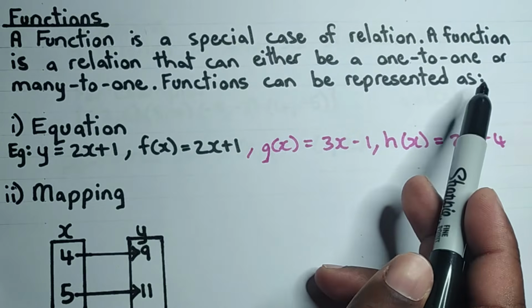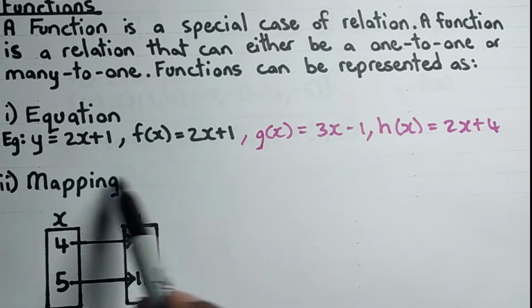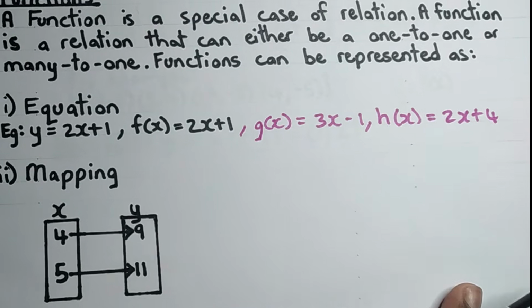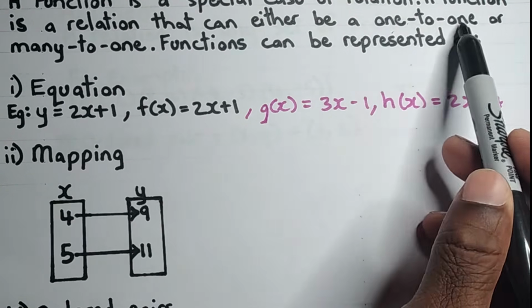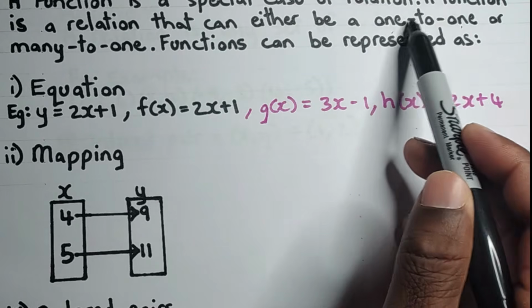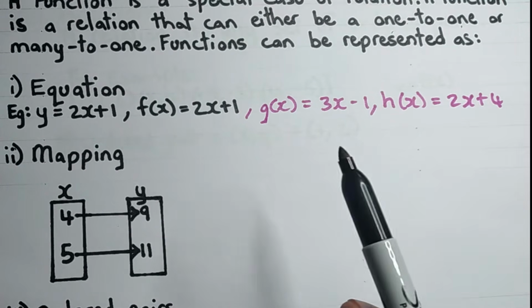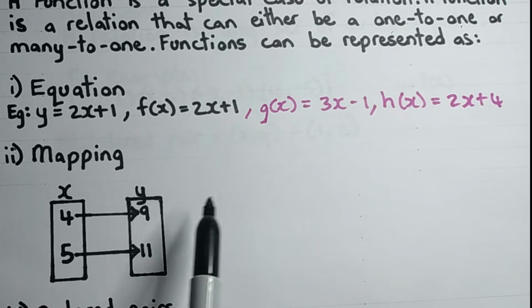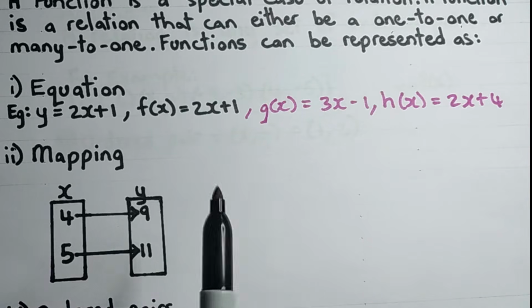We can represent functions in equations, and we can also represent functions using mapping. We can have a one-to-one mapping or many-to-one mapping to represent a function. This is a one-to-one: the x values are only mapped to one y value. We refer to that as a one-to-one.